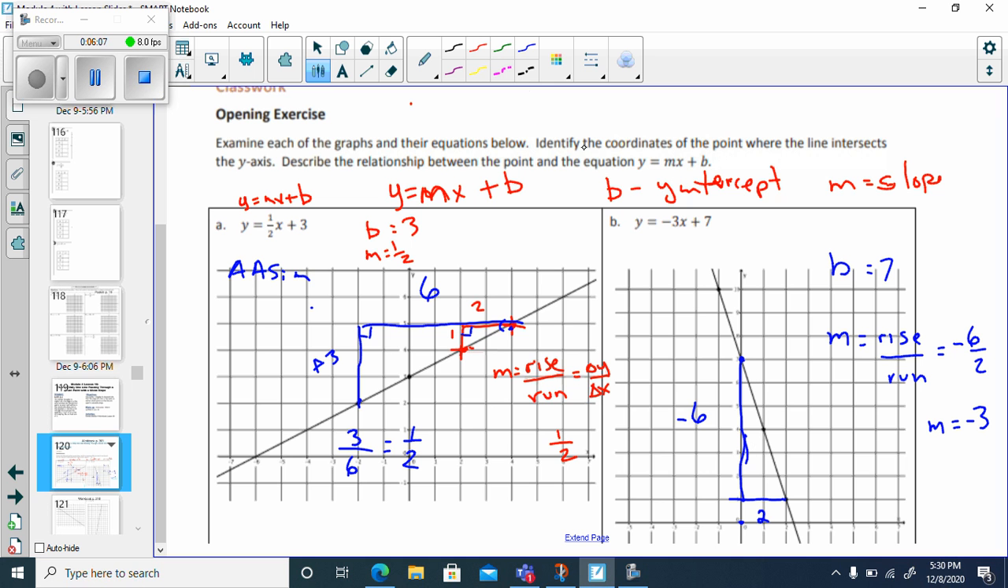I will get the same answer for the slope no matter what set of points I chose. What if I chose this point and that point? Draw my right triangle, and I'm going down 3 and over 1. My slope is still -3 over 1, which is -3. So see, I can get the same slope no matter what set of points I use, and these will be similar triangles. Okay?